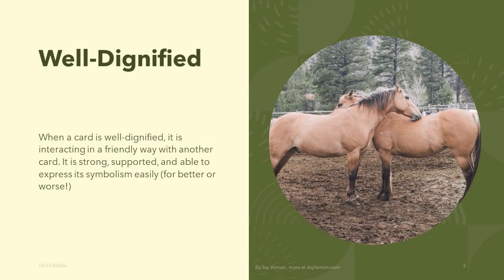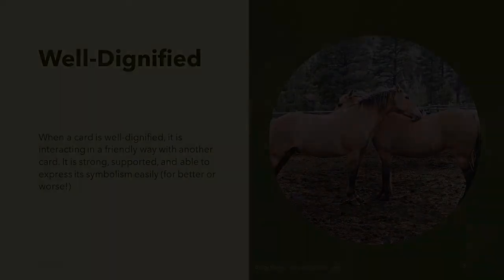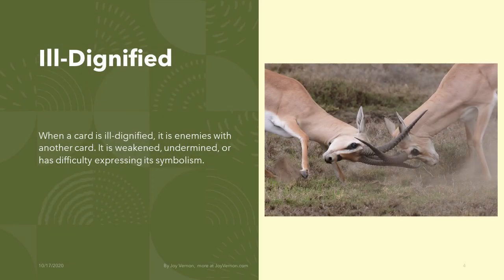Are there any questions? What does ill-dignified mean? I understand the concept that they're kind of mutually exclusive, but if you're doing a reading, how do you interpret ill-dignified? Well-dignified is friendly, supportive. Ill-dignified, I literally say that they're enemies. They don't support each other or weaken each other. Okay, that's kind of what I thought, but I wanted to be sure.